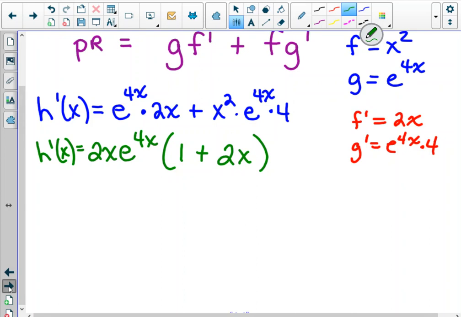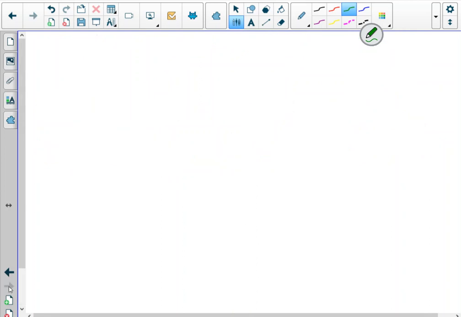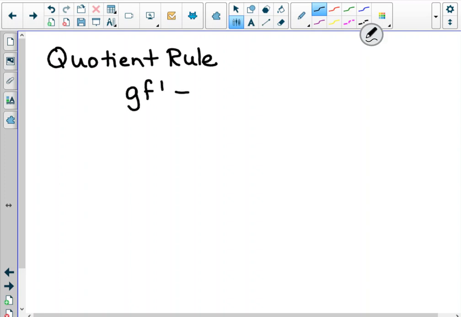Last thing on the table for today, the other favorite rule, just to remind us, quotient rule. This one we kind of already always had to do. There wasn't a way to kind of get away from doing the quotient rule. g f prime minus f g prime over g squared. Just a reminder.